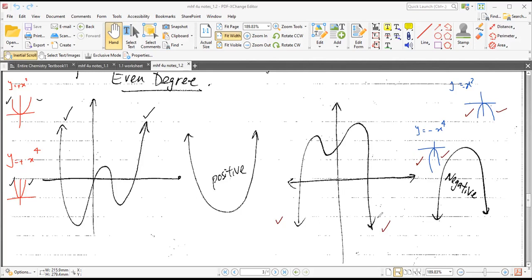So from the end behavior, I can predict if the leading coefficient is positive or negative. Also, I can find whether the degree is even or odd. That's the information I can get from that.